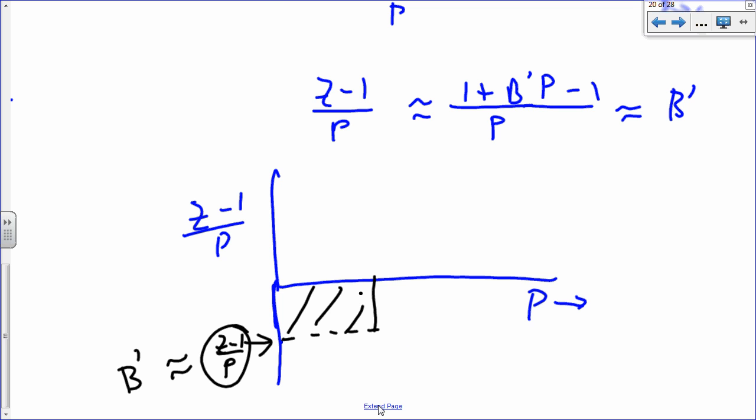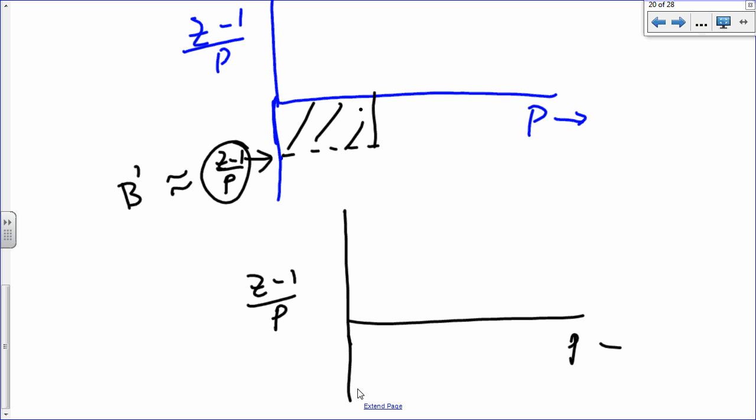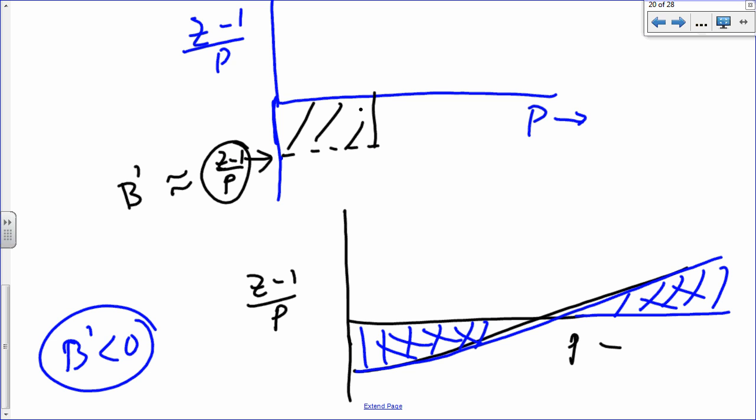Right? Now, in general, what would a plot of Z minus 1 over P versus P look like? Eventually, what's actually going to happen is that the curve is going to look like this. Right? So this is really Z minus 1 over P versus P. So the area is going to start, if B prime is negative, if it dips, then the area is going to start out to be negative, and then eventually the area becomes 0, and then at very high pressure, that area becomes positive. Okay, so that integral eventually becomes positive. It starts off negative, and then later it becomes positive.